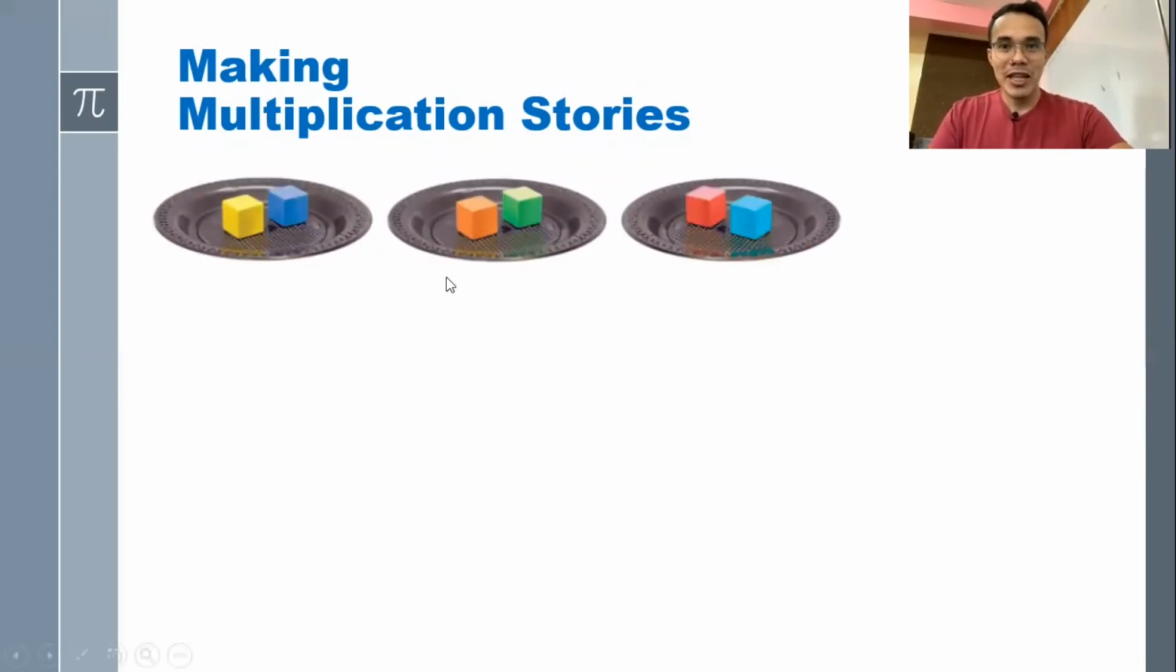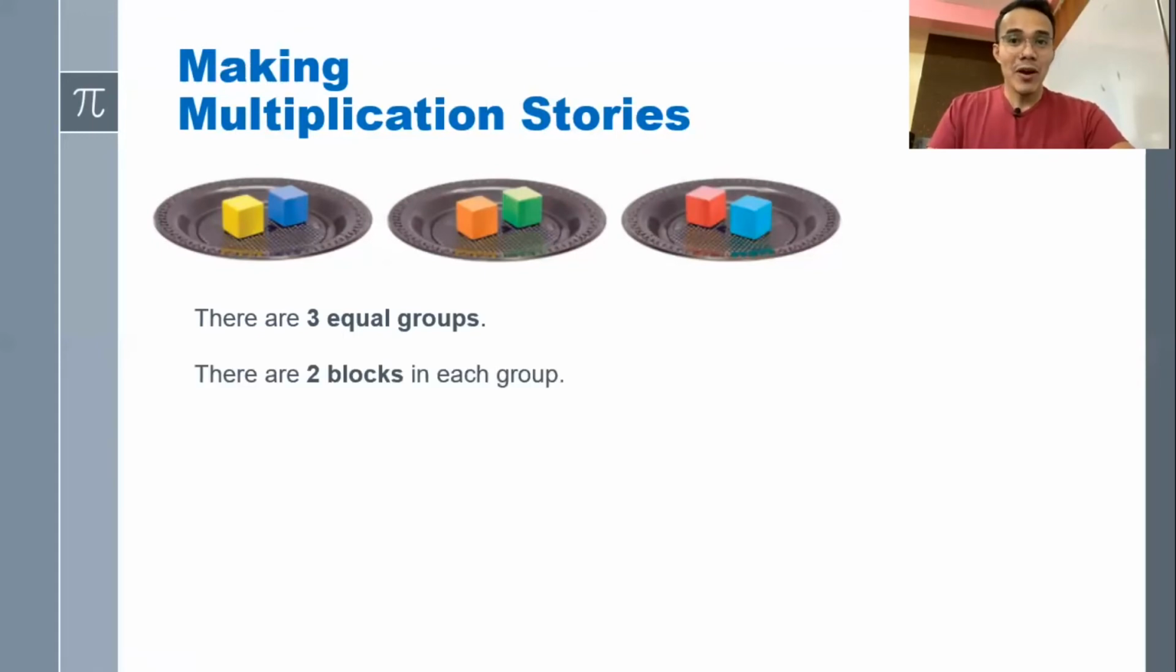I have here 3 plates, and in each plate, there are 2 cubes. So I can say that there are 3 equal groups. It means the groups have the same number of objects. And there are 2 blocks in each group, 2 blocks or 2 cubes, right? We have to find 3 groups of 2 in order to know the total number of blocks.